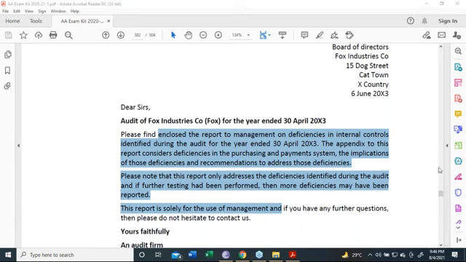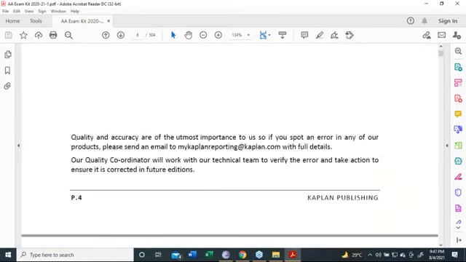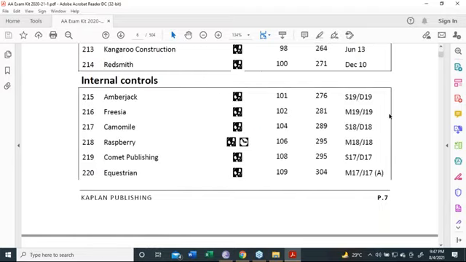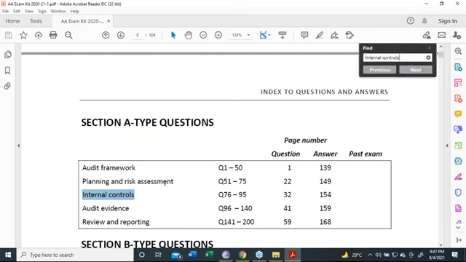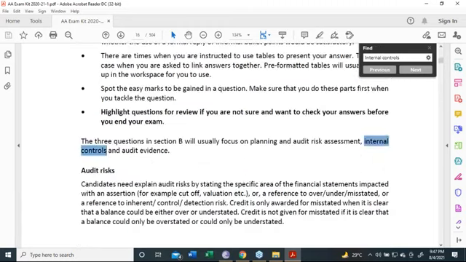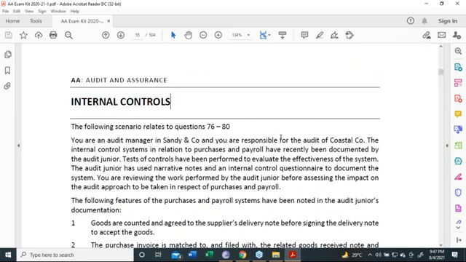Okay, let's go to OTQs. I think we need to start OTQs from internal controls, which we just studied. Okay, here is the first OTQ. Now I will take your questions after the OTQs.